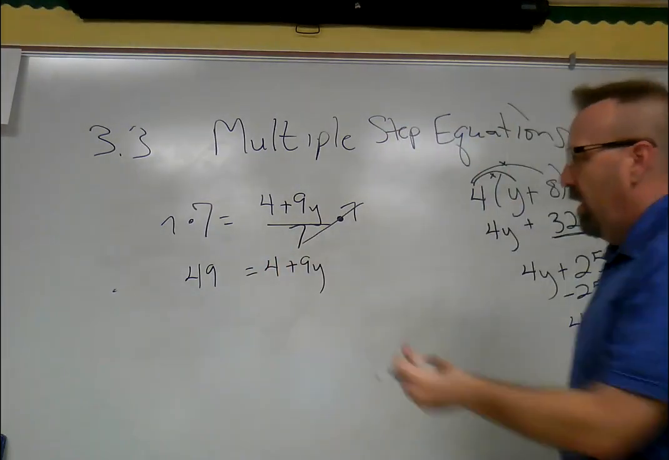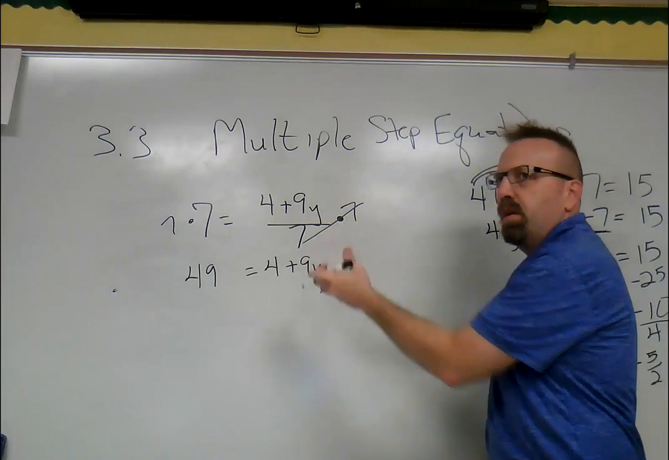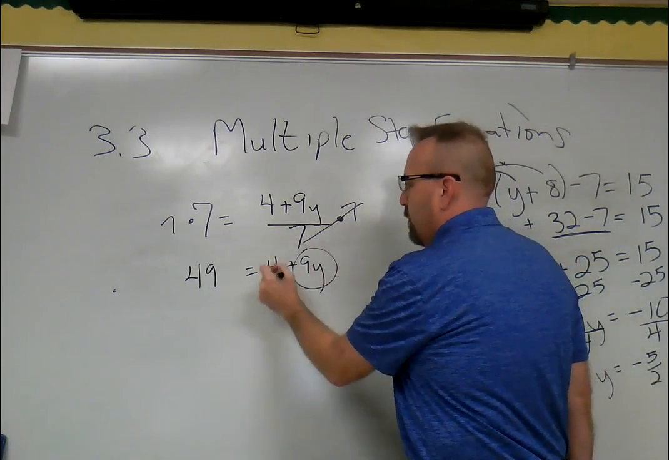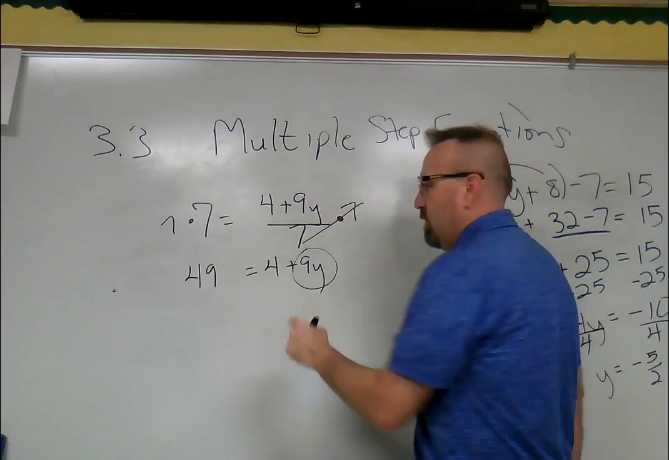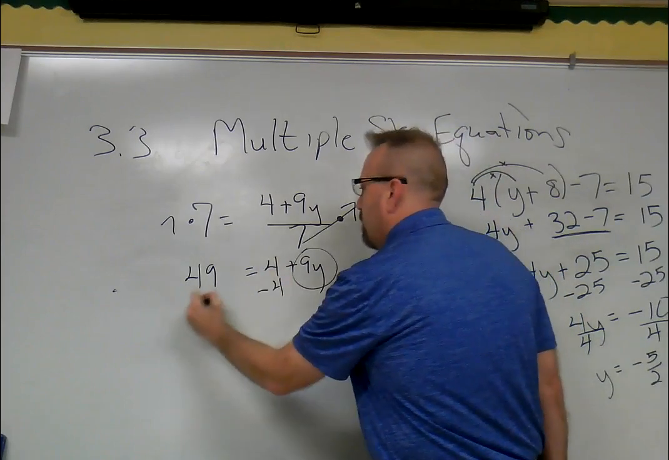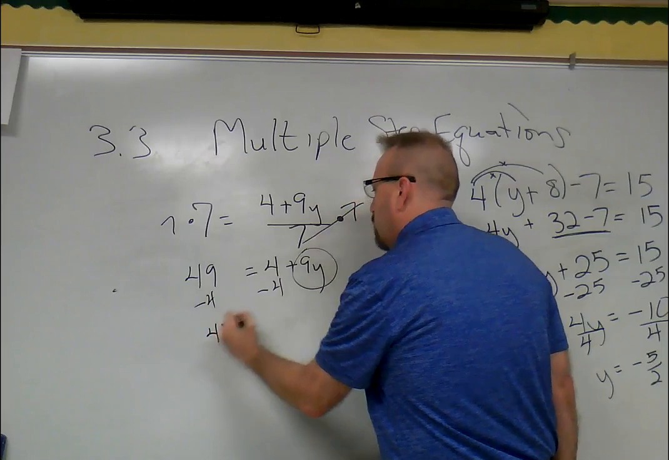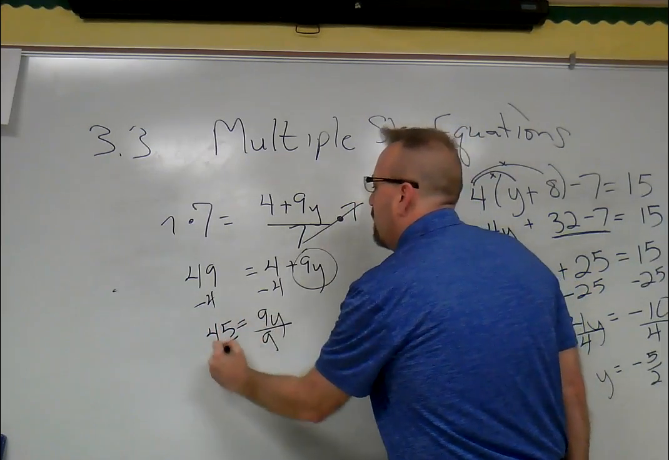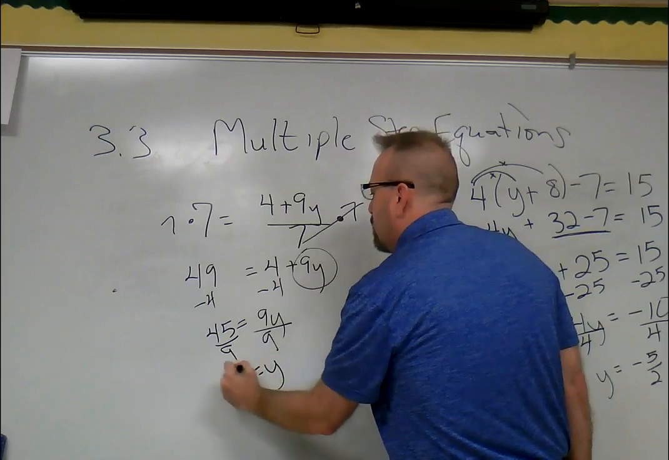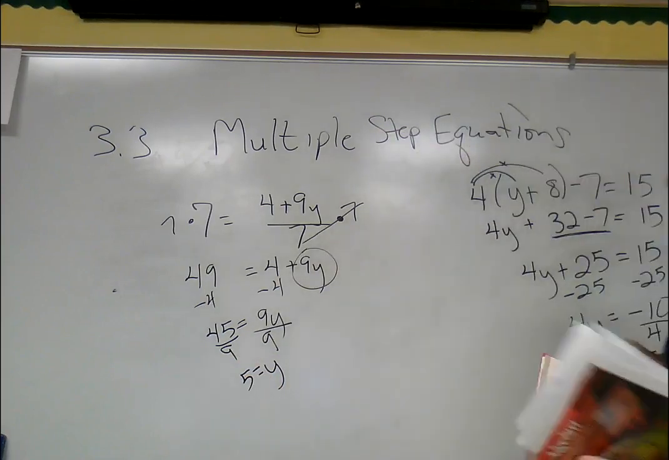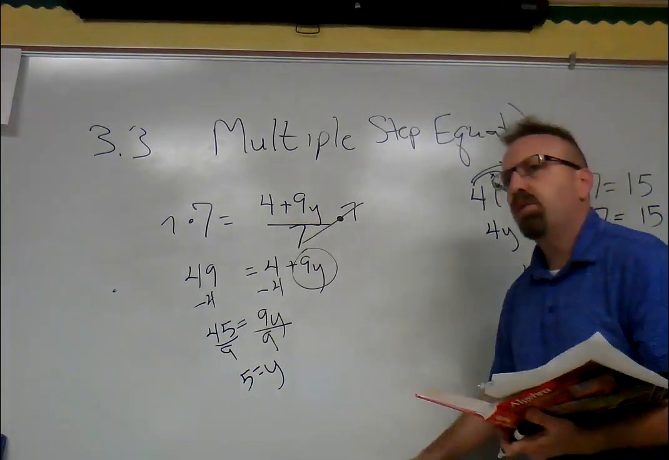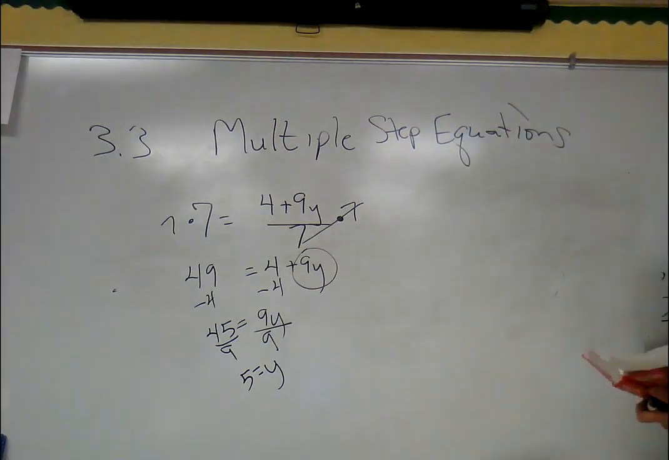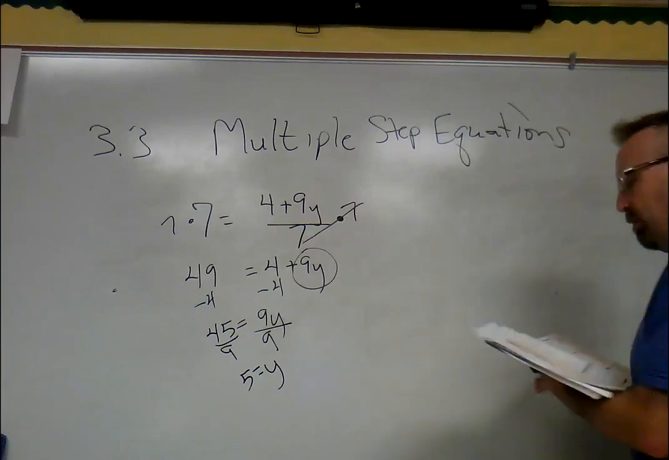So now we're at the regular 2 steps from yesterday, so we've done that extra step. So here's our variable, so we want to keep it, so we want to get rid of the 4: minus 4. 45 equals 9y. 9 times y, so divide. In this case, y equals 5. So basically today, you're going to have to do that 1 or 2 extra steps at the beginning so that we can do the 2-step problems that we've been working on.